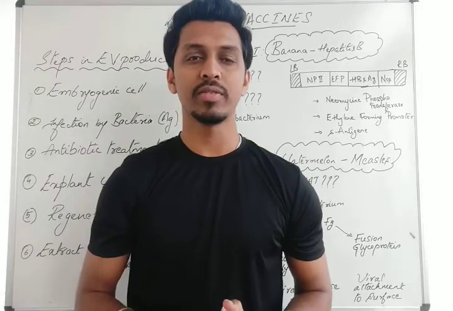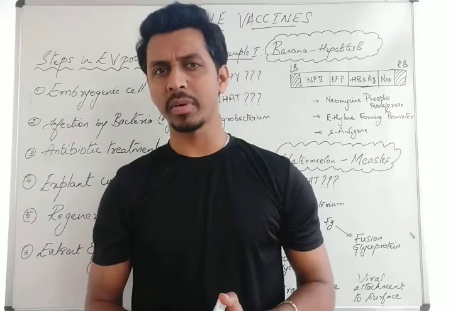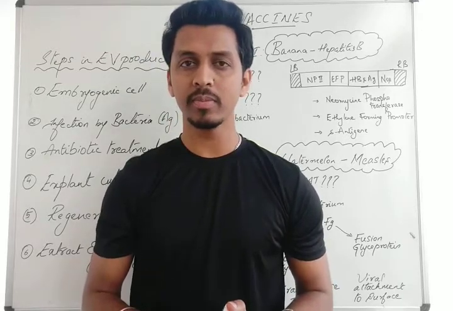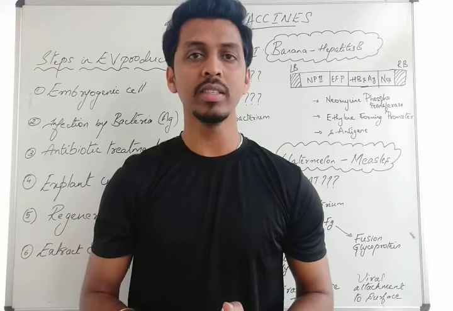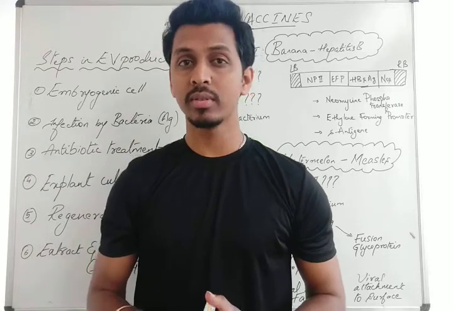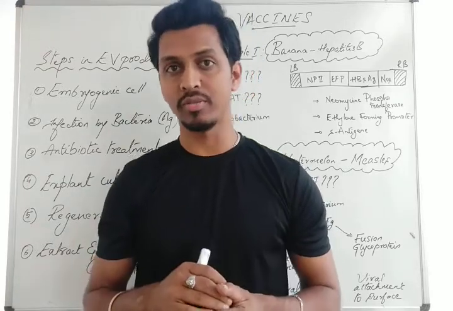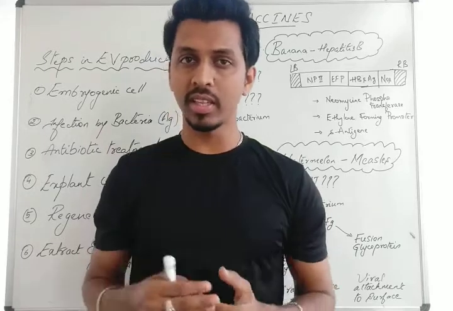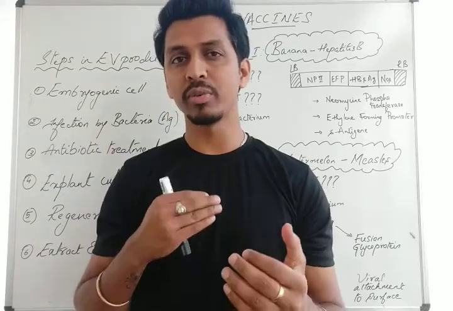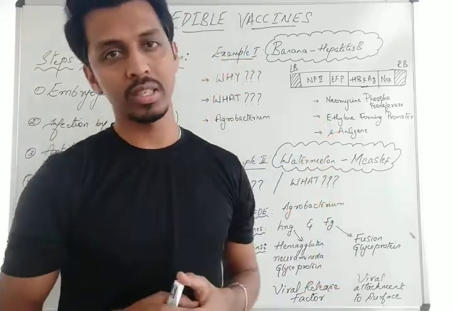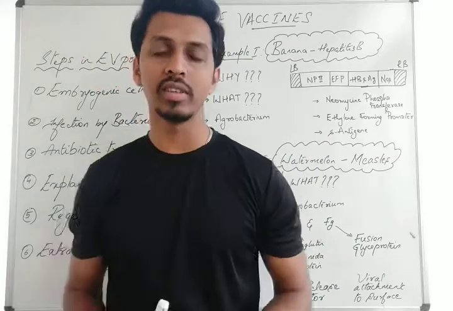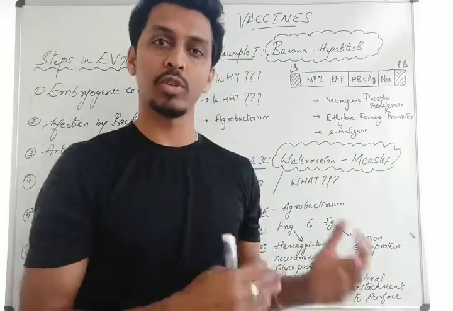So in the previous class we had discussed some of the introductory parts of edible vaccines. We all know that edible vaccines are the vaccines which we basically consume in the raw form. So taking that into consideration, we have some examples. One is banana, the next one is the watermelon.